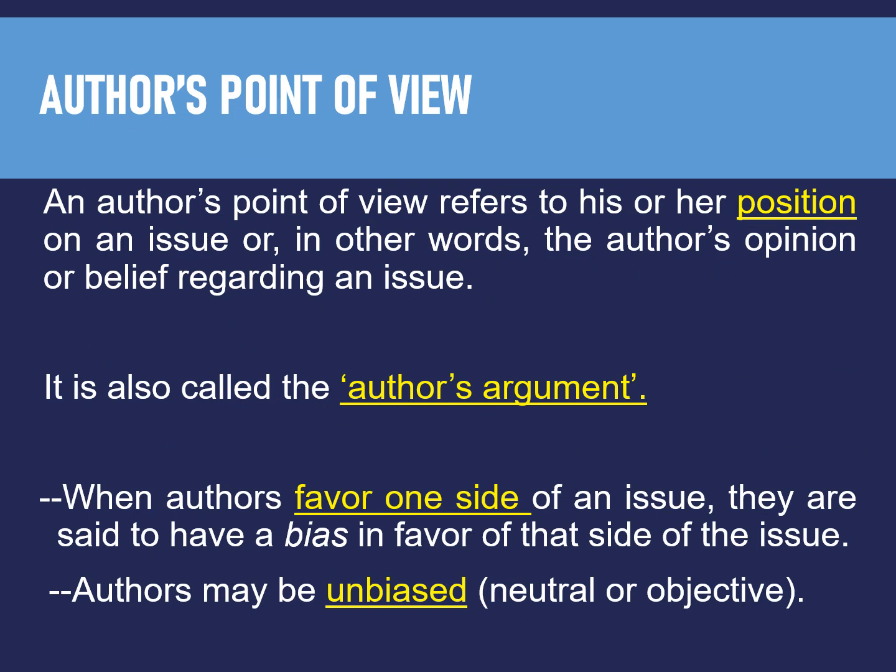Alright, next we are going to move on to the author's point of view. An author's point of view refers to his or her position on an issue, or in other words, the author's opinion or belief regarding an issue. It is also called the author's argument. When authors favor one side of an issue, they are said to have a bias in favor of that side of the issue. Authors may be unbiased when the writing is more to the neutral or objective tone.